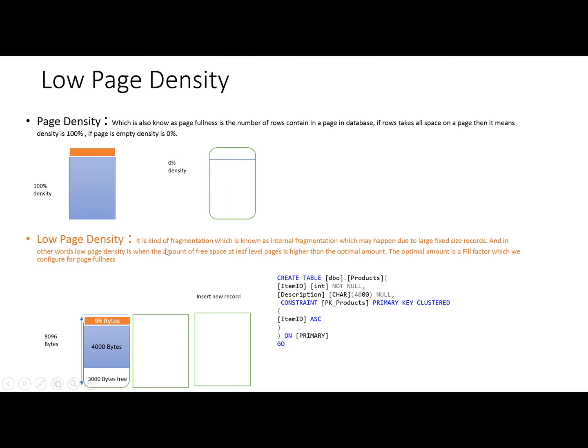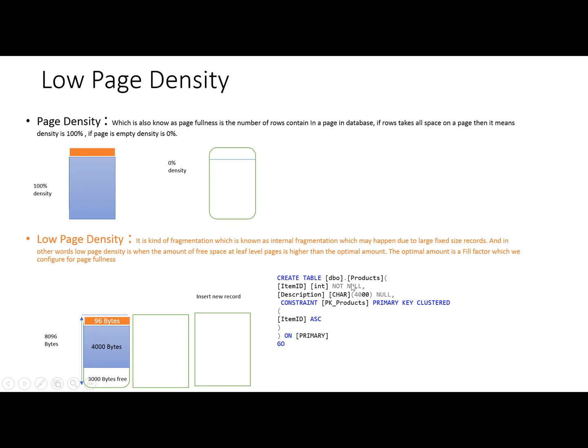What is low page density? Low page density is also a kind of fragmentation, and this fragmentation is known as internal fragmentation. This happens when there are large fixed size records. This is one of the reasons.